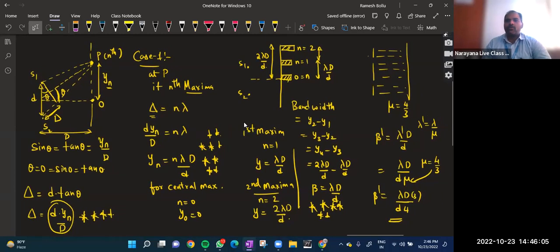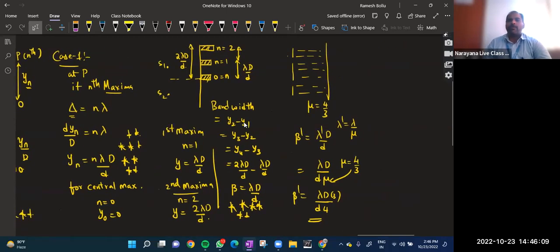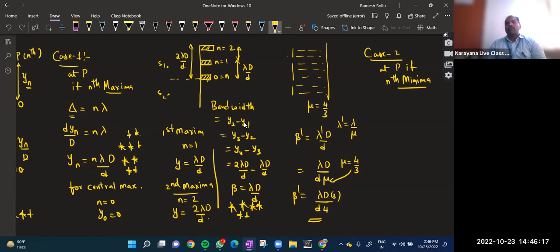Now case number 2, minima. At point P, if the nth minima is formed, what is the condition for path difference? Who will tell the formula? 2n minus 1 into lambda by 2. When you use this equation, where should the n value start from? Not 0, students. 1, 2, 3 and so on.